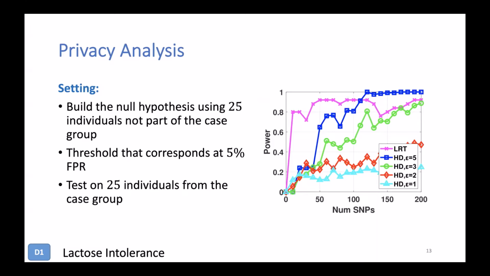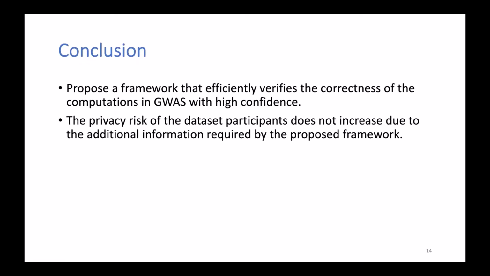We observe that the privacy risk due to the proposed framework is lower than the one due to the released GWAS statistics when the epsilon value is smaller than 5. The verifier also achieves a high true positive rate and true negative rate for such cases. To conclude, we have proposed a framework that can be used by a verifier to efficiently verify the correctness of the computations in GWAS with high confidence. We have shown that the privacy risk of the dataset participants does not increase due to the additional information required by the proposed framework.